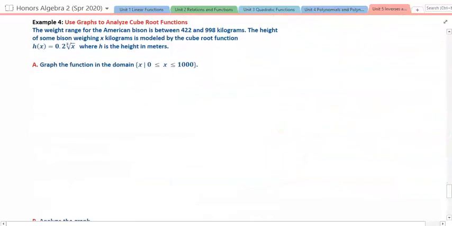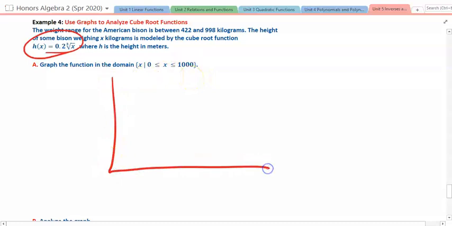All right, and so this last problem here, again, is kind of like our square root problem, and I know I'm running a little long on this video, combining two lessons together, but the weight range for American bison is between 422 and 998 kilograms. The height of some bison weighing X kilograms is modeled by this function here. And so graph the function for the domain from 0 to 1,000 kilograms.